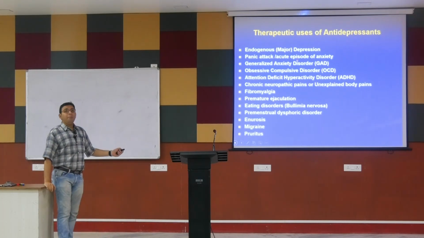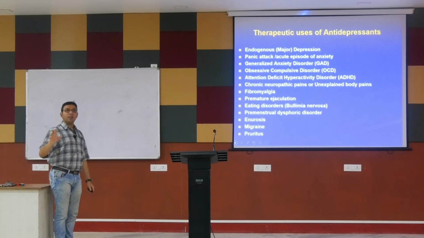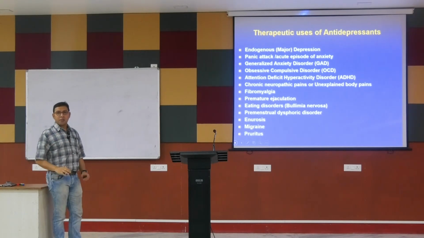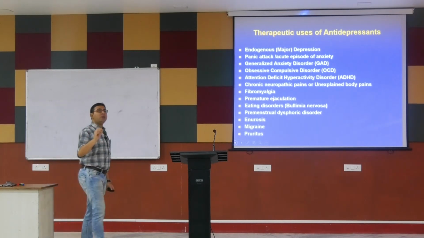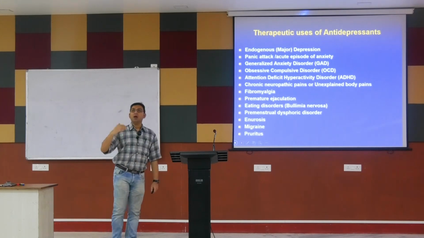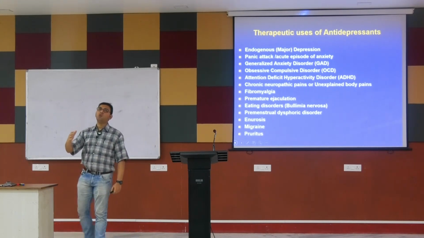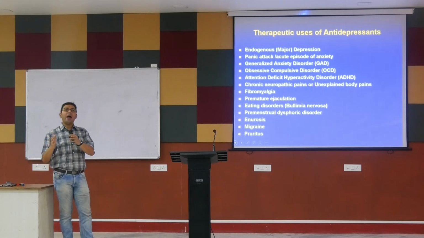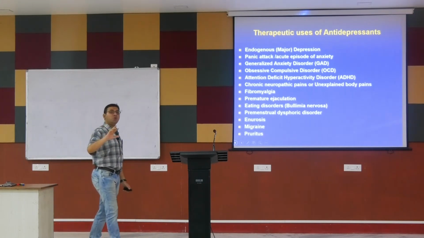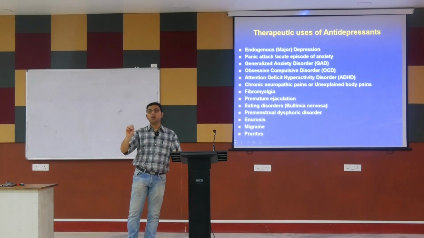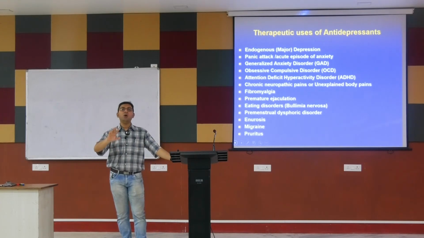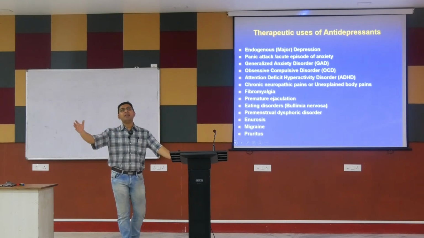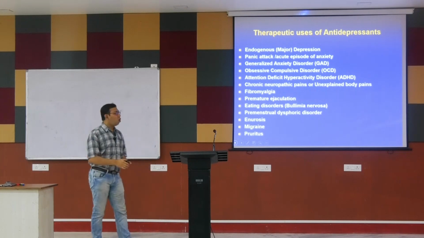Endogenous or major depression is the first indication of the different types of antidepressants. In depression, we have to start with the antidepressant drugs, and we have to wait for a minimum of 2 weeks to 2 months, and then we have to add another antidepressant according to their side effect profiles or to see whether any interactions between these two are present or not. Or we can change the antidepressant drug if it is not working.